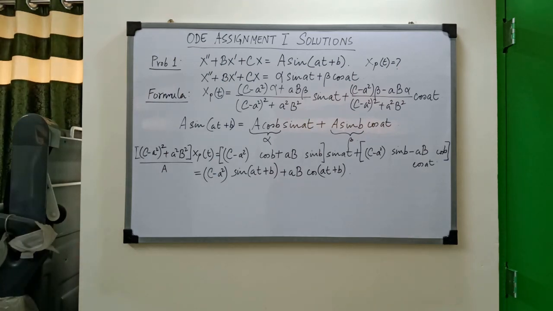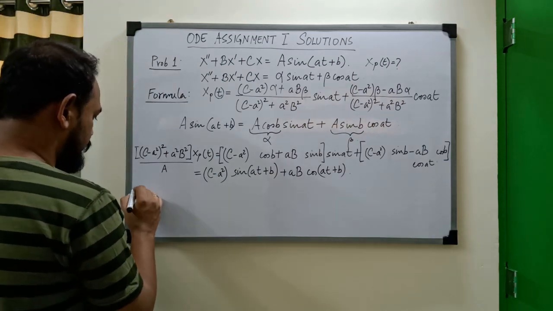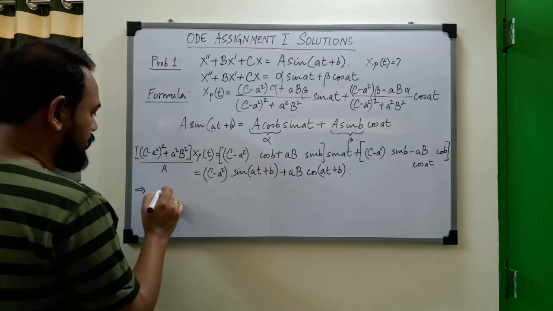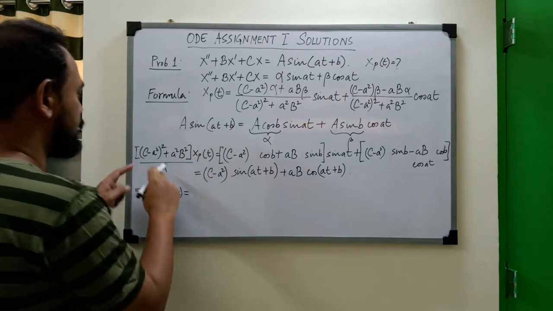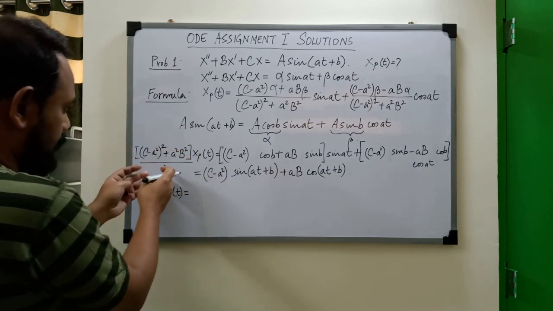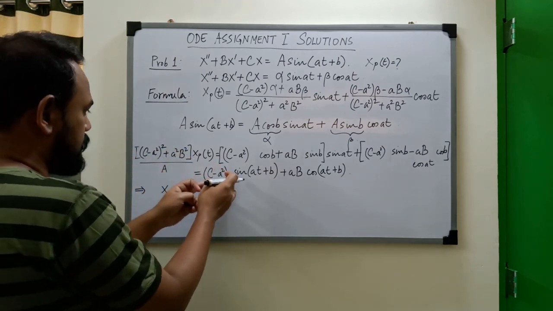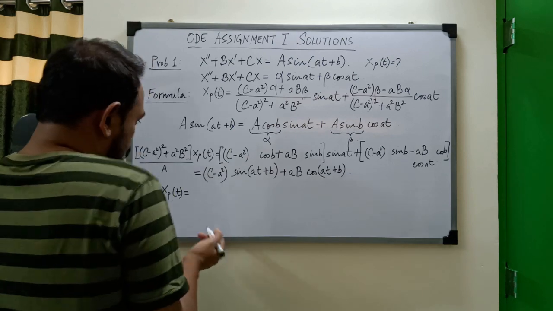Okay. So I have this one. Therefore, it's quite easy. To find this small xpt, all I have to do is divide, get this factor away, take the a to the numerator, and bring this one down to the denominator.